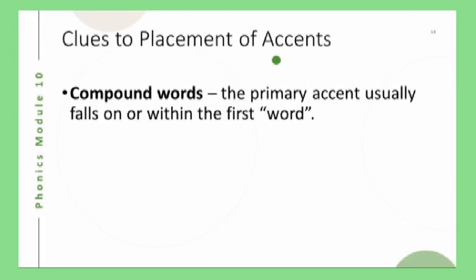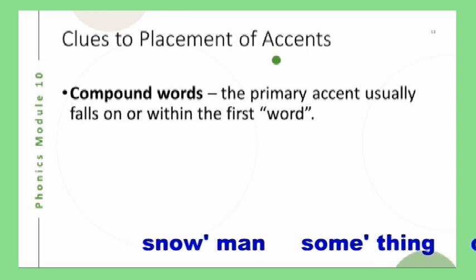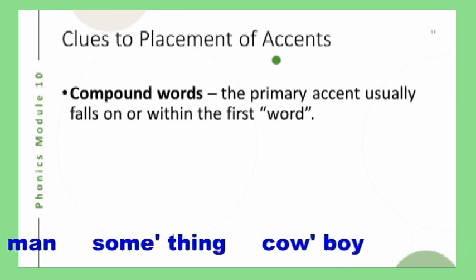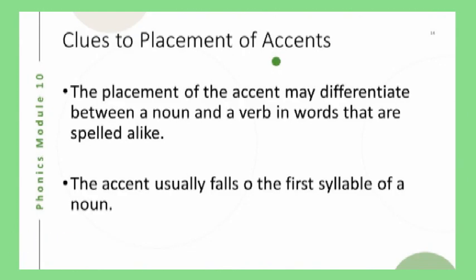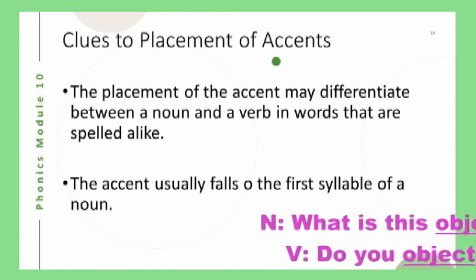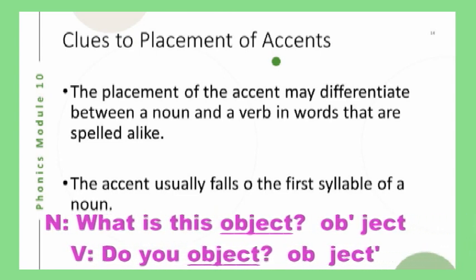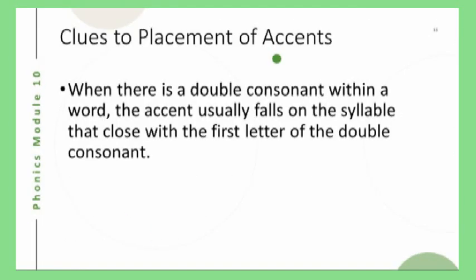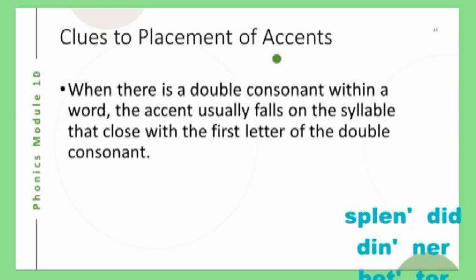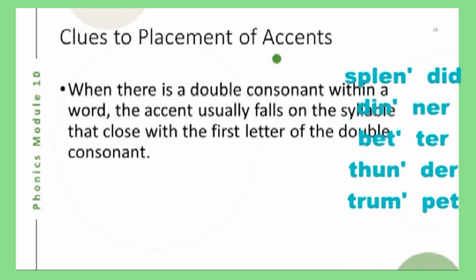A compound word is made up of two or more words that combine to form an entirely new word. In compound words, the primary accent usually falls on or within the first word. The placement of the accent may differentiate between a noun and a verb in words that are spelled alike. The accent usually falls on the first syllable of a noun. When there is a double consonant within a word, the accent usually falls on the syllable that closes with the first letter of the double consonant.